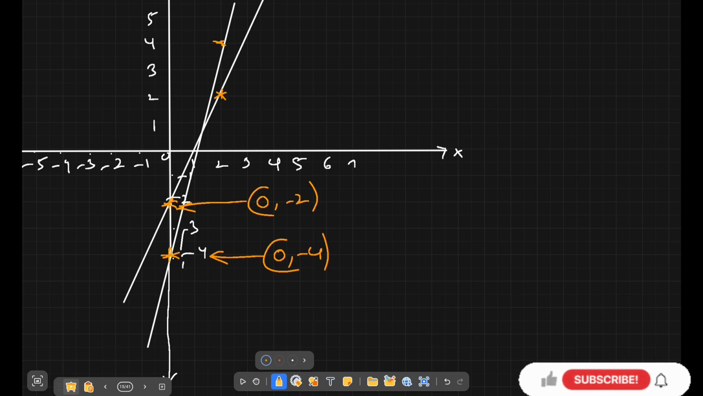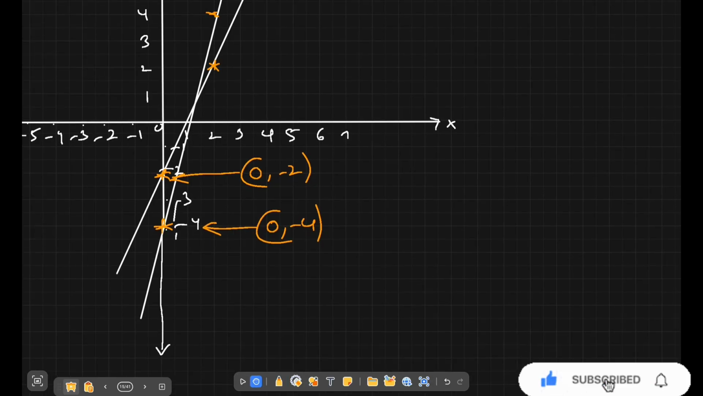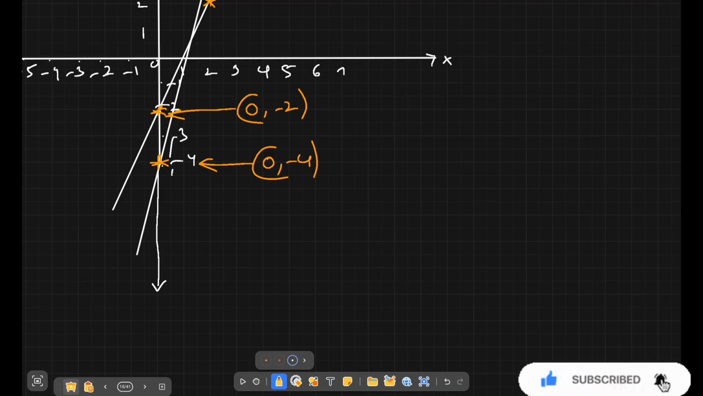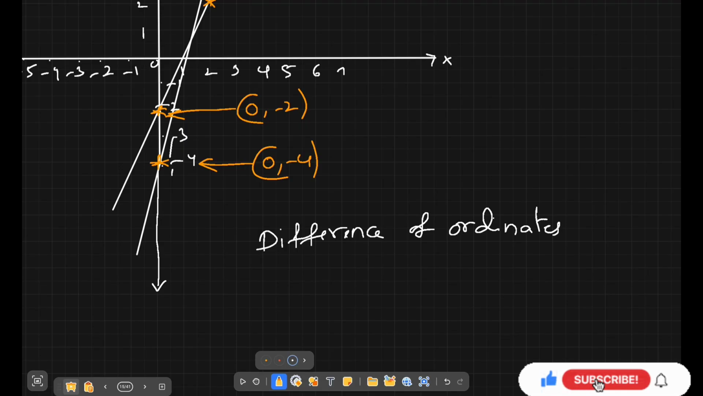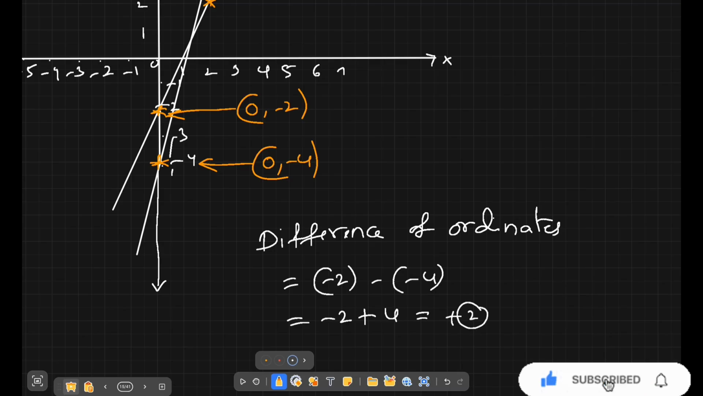So difference is always big number minus small number, right? So what is the difference of these ordinates? Big number is minus 2, minus of minus 4. So it is equal to minus 2, minus of minus 4 is plus 4. It will be equal to plus 2. So the difference between these ordinates is plus 2. So this is the answer for this question.